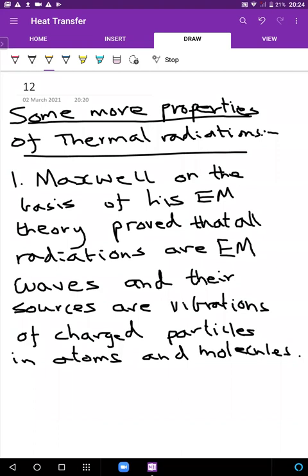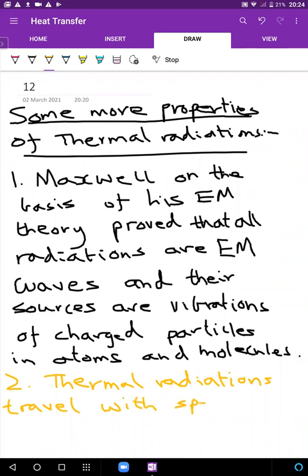The second point you should know is thermal radiations are as good as light. Because they are as good as light, they travel with the speed of light and they undergo all sorts of properties that light shows. So thermal radiations travel with the speed of light always, and they move in a straight line. Whatever property light has, thermal radiations will have. Obvious stuff.